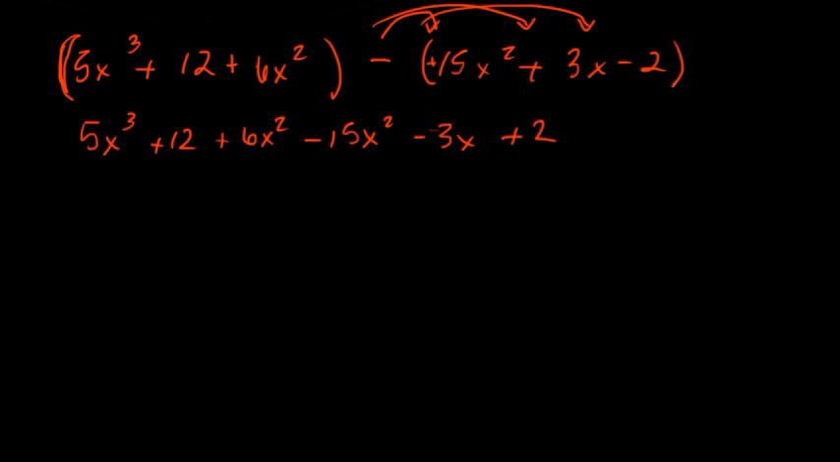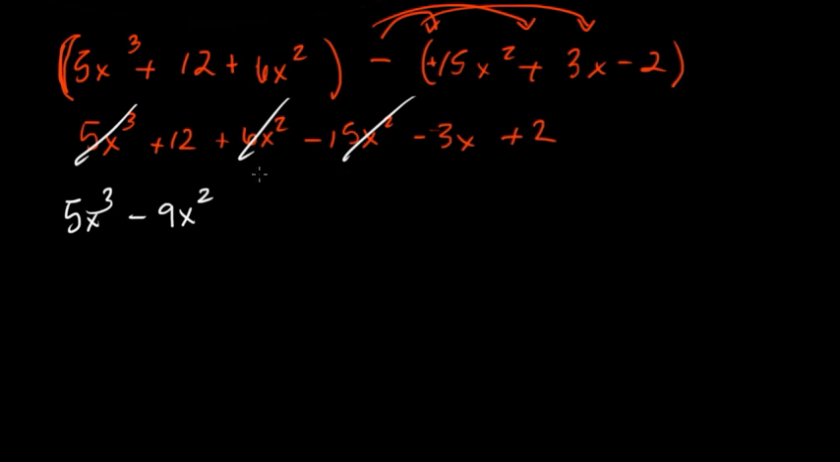Well, let's see. We start off with the highest power, which it looks like is 5x cubed. Do we have any other x cubed powers? No, we don't. So 5x cubed, and we're done with that. Now, let's see, do we have any squares? Yes, we do. We have 6x squared, and we have a minus 15x squared. Well, 6x squared minus 15x squared, what would that give us? Well, it'll give us a negative 9x squared, and we're done with that.